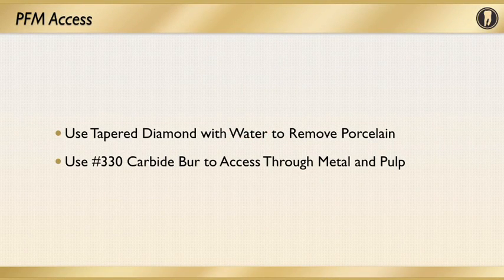If it's a PFM, I'll use a tapered diamond, and I'll obviously have the water on, and I'll do my lingual access. I'll remove porcelain and make a small access hole to the metal. After I've gone to the metal, then I will switch to my 330 long carbide burr. That's a great burr to punch through the metal, and I will do the same exact access prep as I do in all teeth. All I'm doing is just going through the metal. So I'm first removing the porcelain, then the second step is I switch to the 330. I'll remove the metal part, and then I will access just like my other preps.